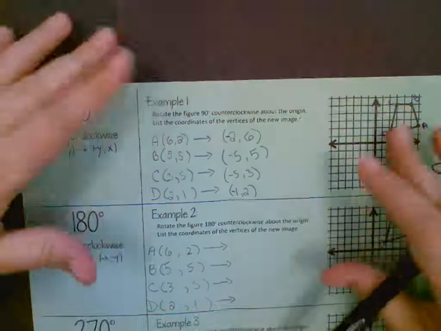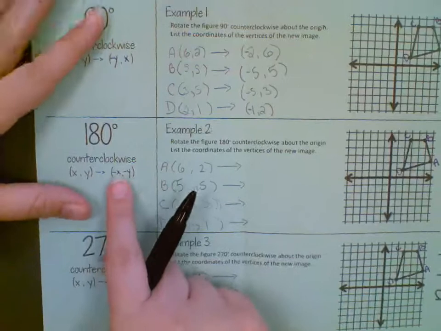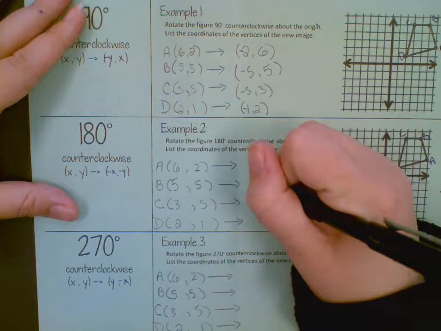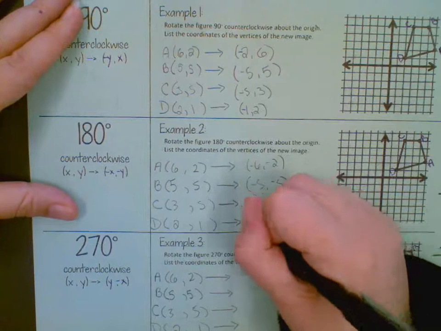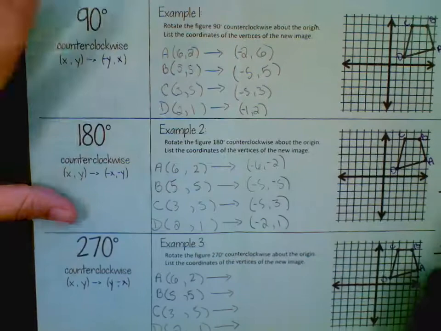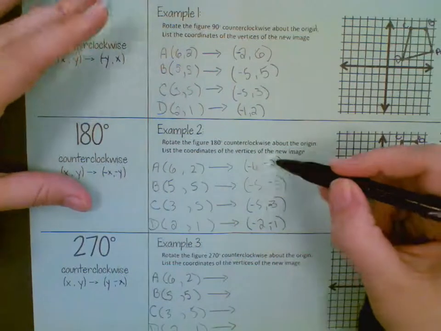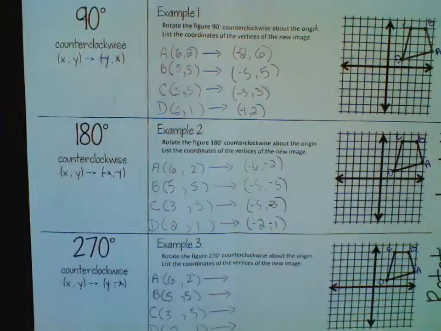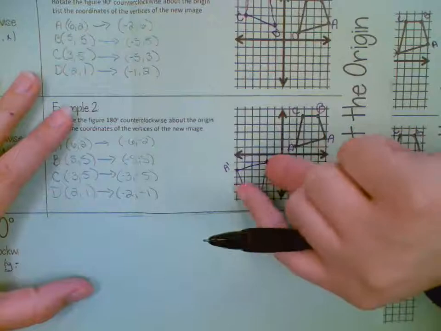Okay, so let's take a look at 180. For this one, we keep them where they're at, but they both become opposite signs. So that means we would have -6, -2, -5, -5, -5, -3, and -2, -1. So everything got switched, or the signs got switched. All those are negative. So if we graph those points, it's going to turn twice. So it ends up in the third quadrant, because 1 turn, 2 turns.